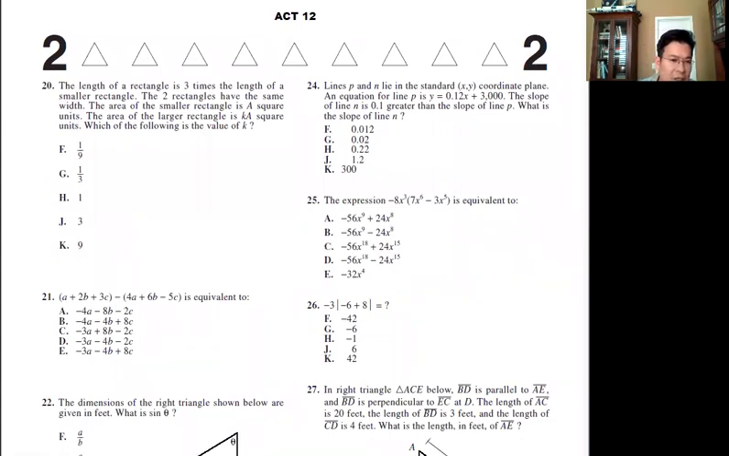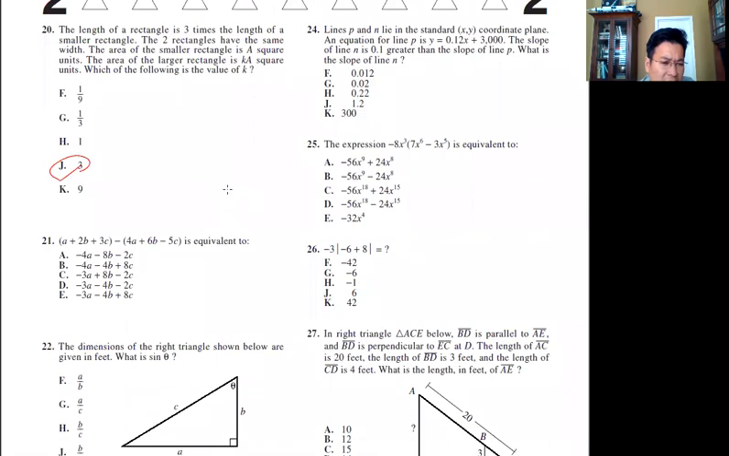20. The length of the larger rectangle is 3 times the length of the smaller rectangle. The rectangles have the same width. The area of the smaller rectangle is a squared units. The area of the larger rectangle, k a squared units. So 3 times the length. The rectangle area means just base times height. So if one length is 3 times, then the area has to be 3 times as well.